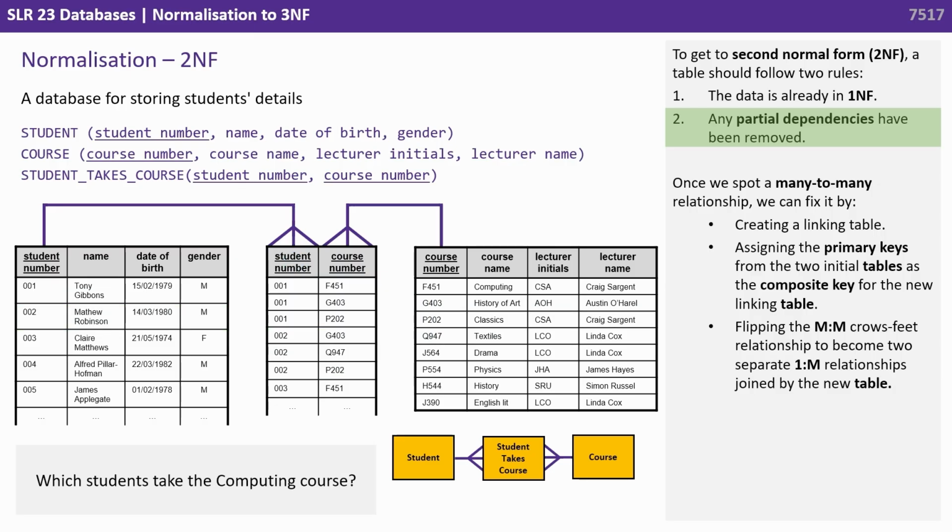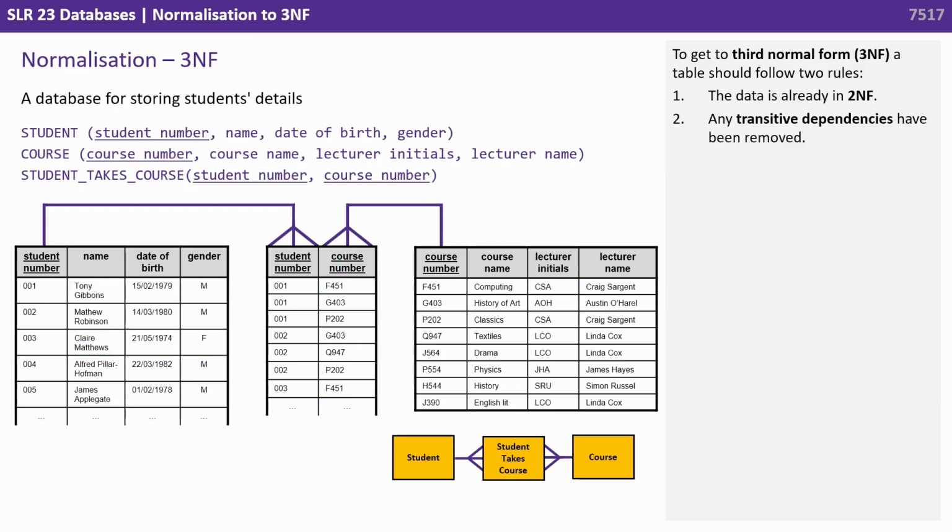It also works the other way. We can answer the question, which students take the computing course? So starting in the table to do with courses, we see that computing is F451. That goes back to our linking table, and we can see there are 2 entries for F451. F451 is not unique because course number on its own is not unique. They link to student 001 and 003. Again, student 001 and 003 are not unique in the middle table, but the combination of the 2 fields is.